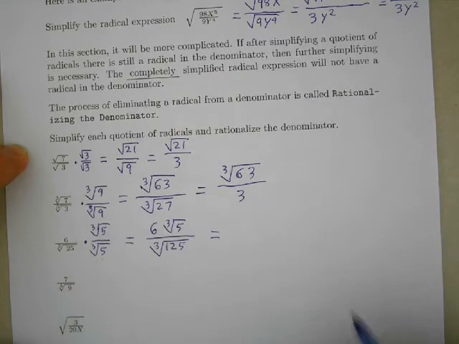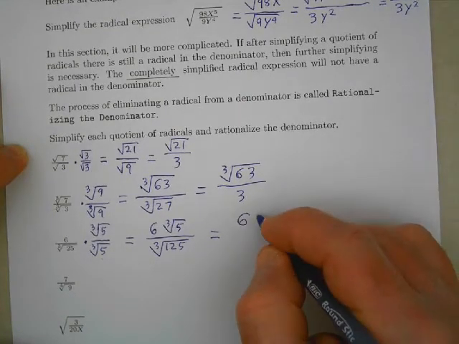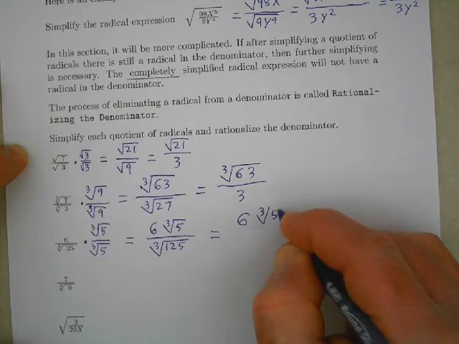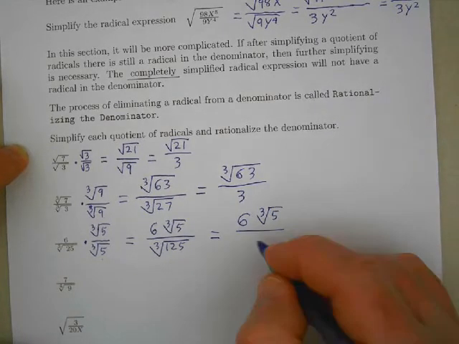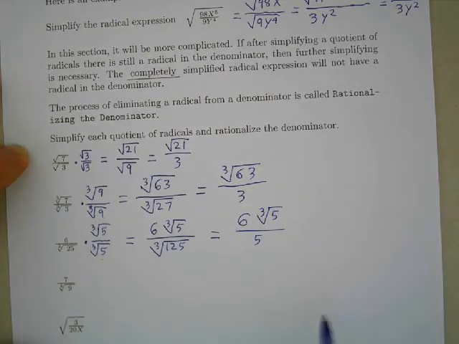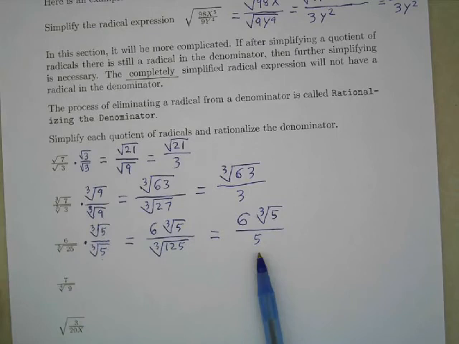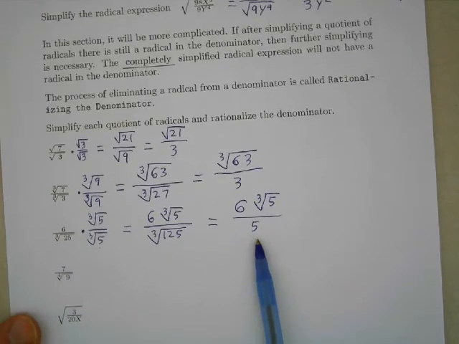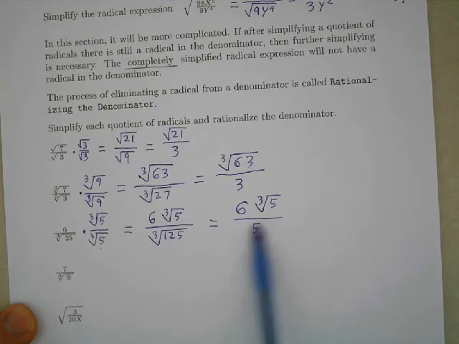But now we can simplify the denominator. In the numerator, we still have 6 times the cubed root of 5. And in the denominator, the cubed root of 125 is 5. And we once again succeeded in rationalizing the denominator, which is to say that the denominator is a rational number. There's no longer a cubed root in the denominator.